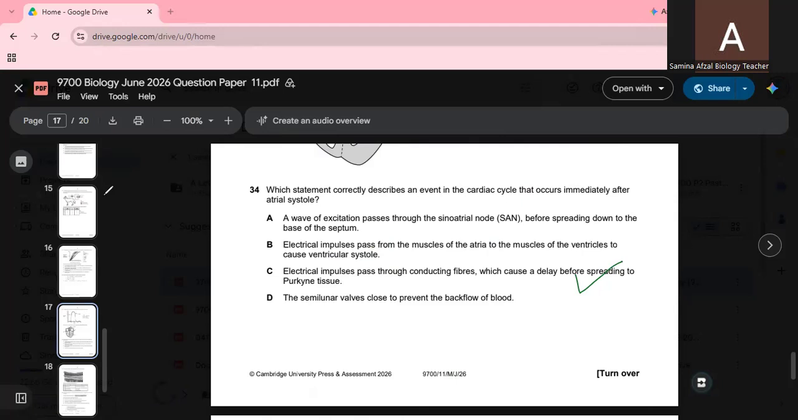So ensuring that the ventricles contract only after the atria have fully emptied their contents into them. So C is the correct option. All others are not correct.